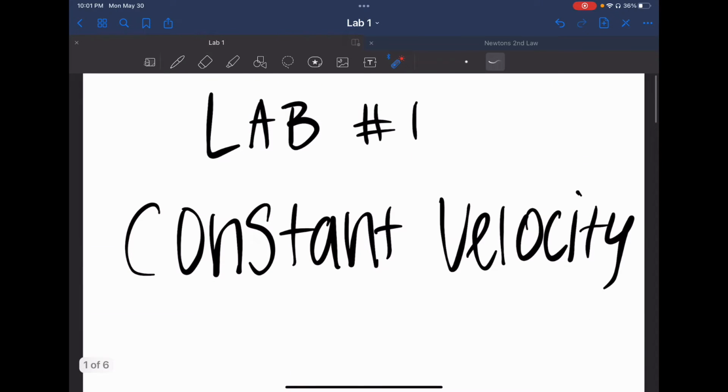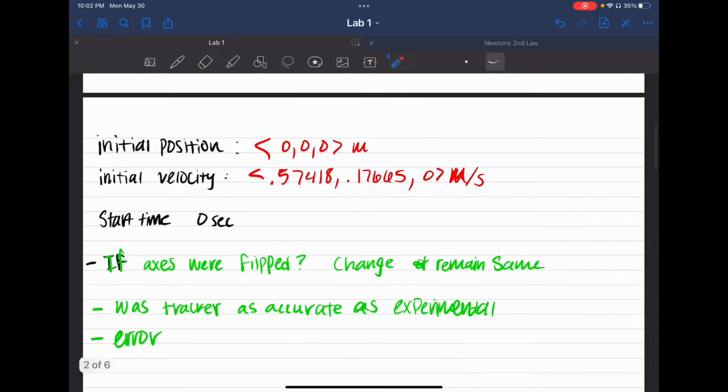This lab was comparing actual motion and predicted motion of an object that is supposed to be assuming no net forces and moving at constant velocity, so zero acceleration. The ball was the system, and everything else was the surroundings, and we were assuming there was no net force, so all the forces added up to zero. The initial position that I set for Tracker was 0, 0, 0 meters.